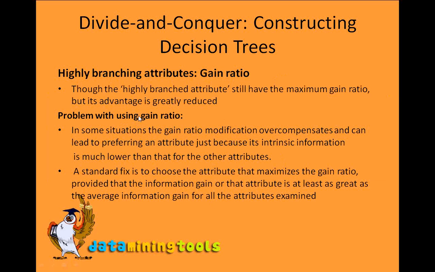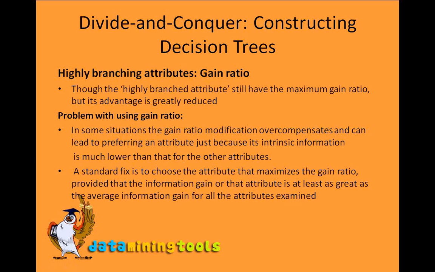Now the problem with using gain ratio. In some situations, the gain ratio modification overcompensates and can lead to preferring an attribute just because its intrinsic information is much lower than that of the attribute value. So what we are trying to imply here is that gain ratio basically gives a preference to the number of divisions. So it might even favor an attribute which gives a lesser number of divisions, but the divisions have higher information, and hence the division is not very useful.